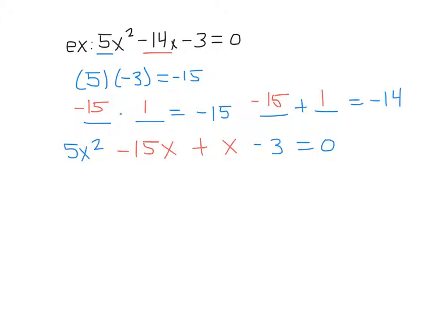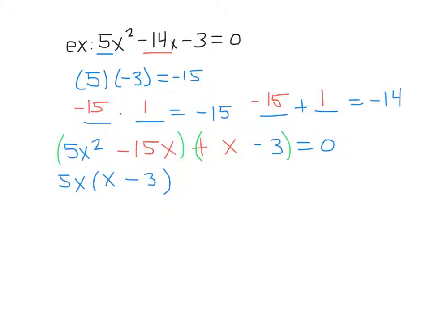Okay, here is where we do the grouping. We're going to group these first two terms and the second set of two terms. And now we factor out the greatest common factor from each of those groups. So from the first group, we've got a greatest common factor of 5x. We bring that out in front, and now we want to write down what's left over. Well, if we divide 5x squared by 5x, we're left with an x. If we divide negative 15x by 5x, we're left with a negative 3.